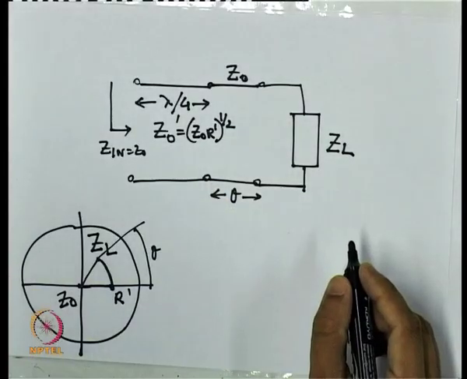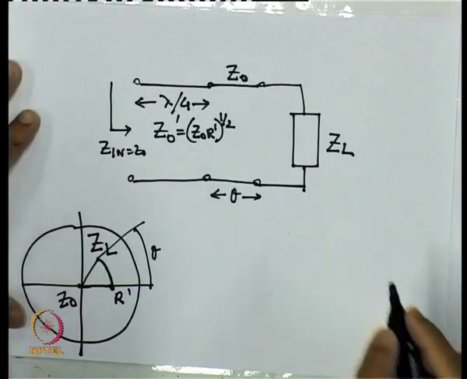So, while there are an infinite number of paths possible from the load to the origin, we have to choose one that is physically possible, and it should also have the minimum number of components. That makes it convenient, and from a noise perspective also, we have to choose the path which involves the minimum number of components. So this is one way to do the impedance matching.